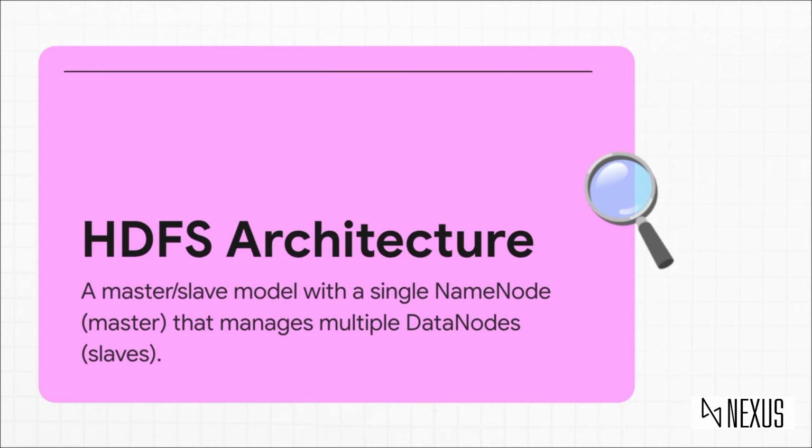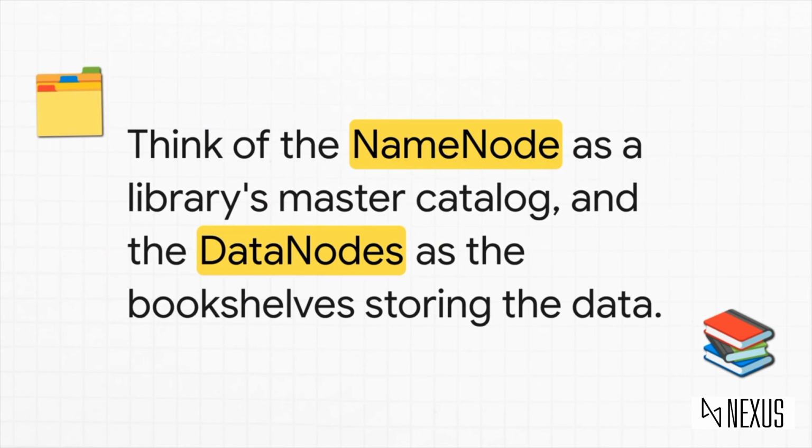You know, when you look under the hood, the architecture is actually pretty simple. It's a classic master-slave setup. You've got one master server, the NameNode, which is kind of the boss of the whole operation. And then you have lots of slave servers, the DataNodes, that do all the heavy lifting of actually storing the data. A really great way to picture this is to think of a library. The NameNode is like the master card catalog. Now, it doesn't hold any of the books itself, but it knows exactly where every single one is. The DataNodes, well, they're the bookshelves. They're the ones actually storing all the information.